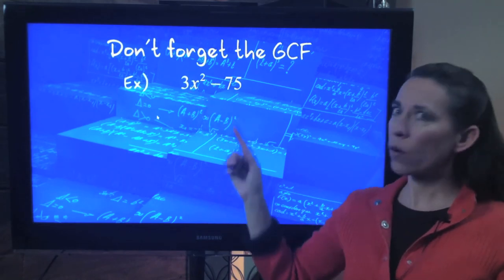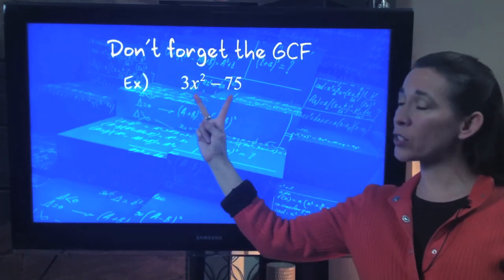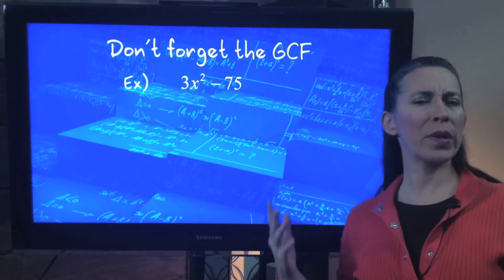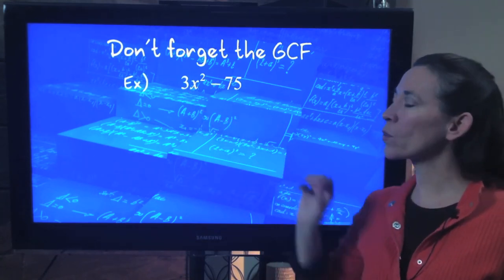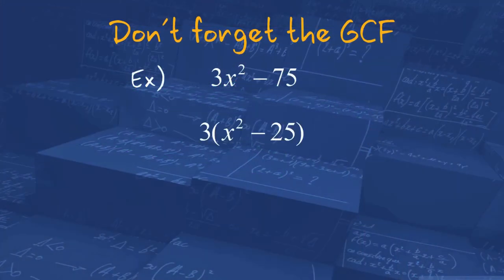For example, here you go. I've got a difference, I've got two terms, but they're not perfect squares. However, they both have a factor of 3. So we can factor out the 3 first. That leaves us with x squared minus 25. This is a perfect square. So now we can factor this binomial. Here's our GCF on the outside, and the x squared minus 25, using their square roots, gives us x minus 5 and x plus 5.